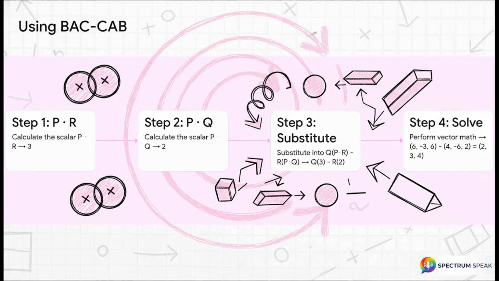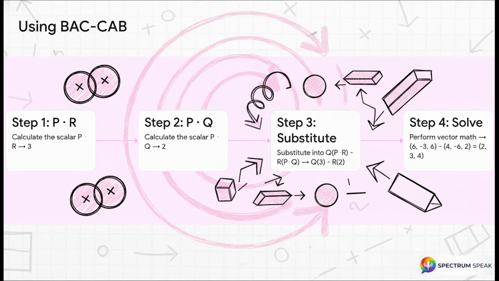Next up, let's tackle the vector triple product using our handy BAC CAB rule. So our formula is going to be Q times P dot R minus R times P dot Q. Let's do the easy parts first. Step 1, we need the scalar P dot R. A quick calculation shows that's just 3. Step 2, we need the scalar P dot Q. That comes out to 2.